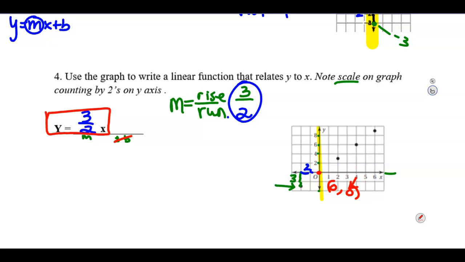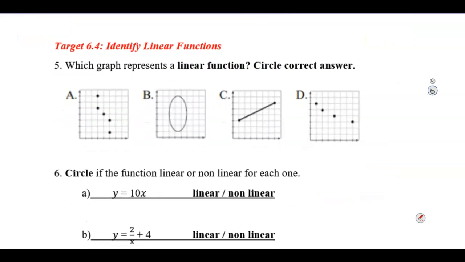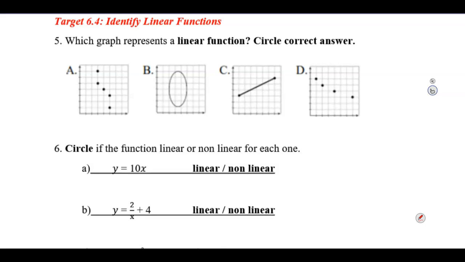All right, so go to the next question on your quiz. This is going to be the next target. So you would get out your 6.4 note. This is the linear versus non-linear. Remember, linear means a line, and then it means some other things when we're talking about equations or tables. So we're going to look at just the first one, looking at these graphs.